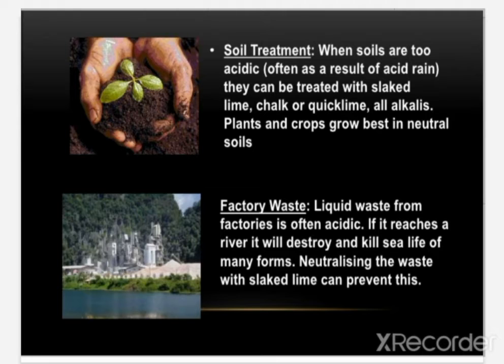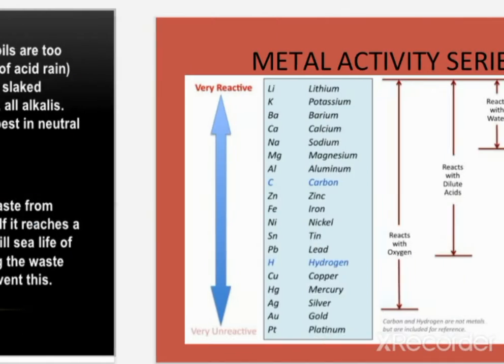Then in factory waste, what happens? Liquid waste from factories is often acidic in nature. So if it reaches the river, it will destroy and kill sea life and animals in many forms. So neutralizing the waste with slaked lime can prevent this. Okay, so this is all about your neutralization reaction.